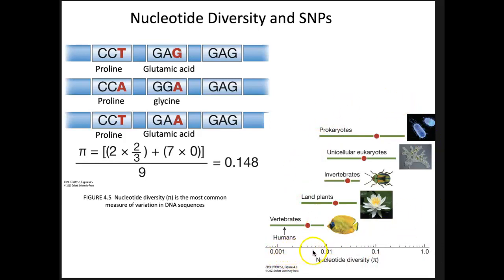look at this little measurement of nucleotide diversity on the very bottom of this diagram. And we can see that nucleotide diversity goes from 0 to 1. And so the 0.148 is quite a bit over here. So we're kind of looking at unicellular eukaryotes and prokaryotes. That's where we're seeing that level of nucleotide diversity. You can see that humans are way, way, way on the left and very, very limited in the amount of nucleotide diversity that we're seeing and that we're calculating.